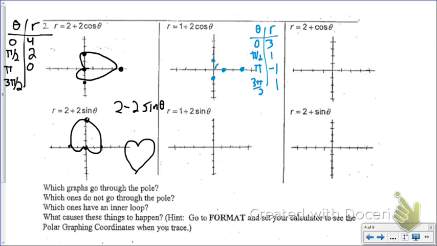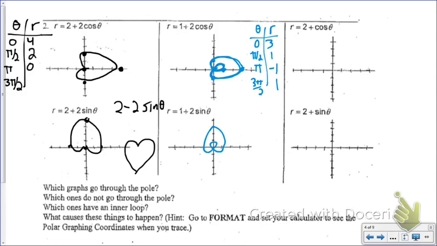So our graph is going to look a little bit like that. Sorry guys, these are a little hard to draw, so they're not really the best pictures, but you can see the basic shape there. If I were to switch this to sine, it would be very similar. It would go through and it would have a loop.